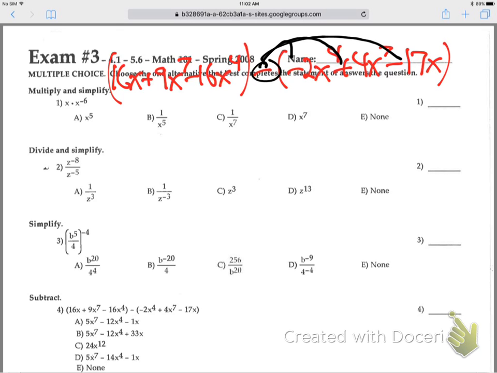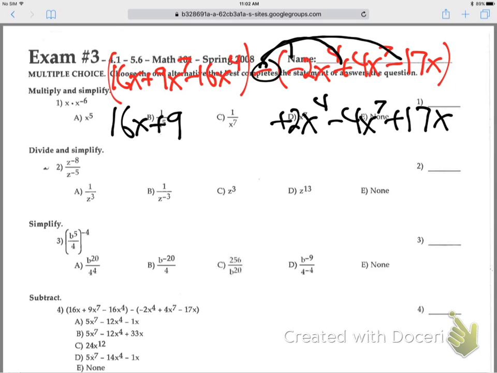Because anytime you have something up against a parenthesis, a number, not a minus sign, it distributes. So what do we have then? That'll become plus 2x to the 4th minus 4x to the 7th plus 17x. Is that good? And there's nothing in front of the other parentheses, so you can just drop them. Good so far? So I just dropped the first parentheses, no change at all. Second parentheses, I distributed.